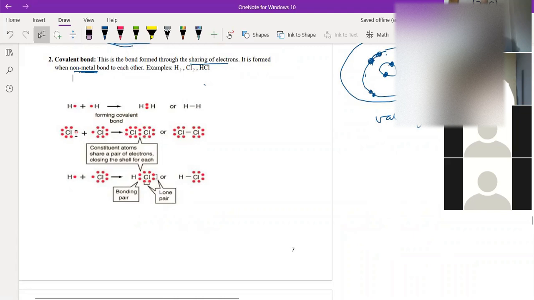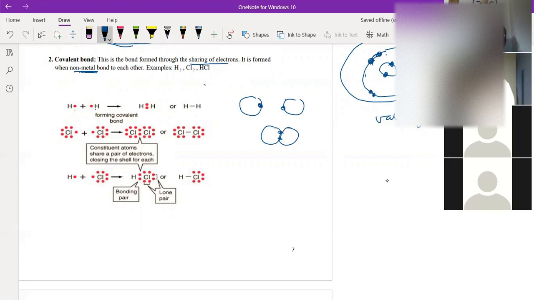Chlorine, if you look here, has seven on the outside. Let's begin with the hydrogen one first. Hydrogen has one, and this one has one. So two of them can come together, and they'll share the electrons. Then they come together, they bring, and they share. So when they share electrons, it belongs to each of them. So this one has two, and this one has two, hydrogen, hydrogen, and they have H2. That's how it's formed. Okay.